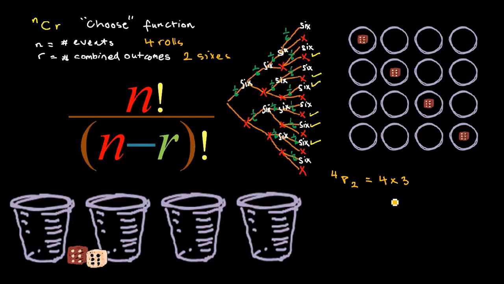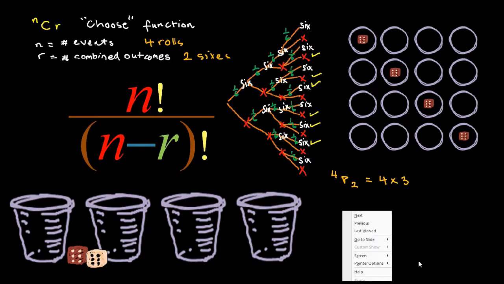Now let's have a look at the formula and see if that gives us 4 times 3 equals 12. Well, the formula has in the numerator n factorial. And factorial means 1 times 2 times 3 times 4, or 4 times 3 times 2 times 1. So it doesn't give us the 12 that we want, but it does give us 4 times 3. So the denominator must be removing the 2 times 1, and indeed that's what it does. So we've got n minus r, so it's 4 minus 2, we've got 2 factorial in the denominator.